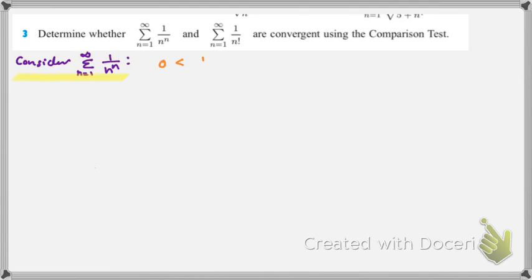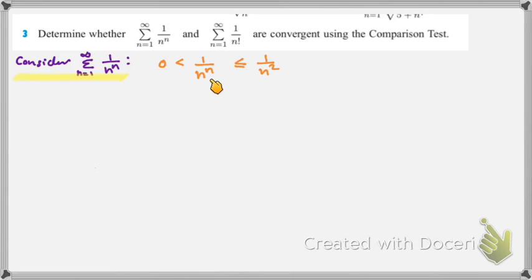sigma n equal to 1 to infinity of 1 by n raised to n. I know that 1 by n raised to n is always positive because n belongs to Z plus. What I am trying to do is figure out a function which is always bigger than that. 1 by n squared will be bigger than or equal to 1 by n raised to n.